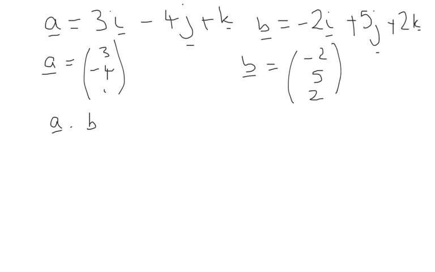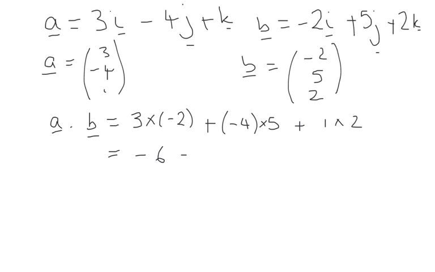A dot B, we multiply the x components, 3 times negative 2, plus negative 4 times 5, that's the y components, and the z components, 1 times 2. Work this out carefully. Negative 6 subtract 20, add 2 is negative 24.